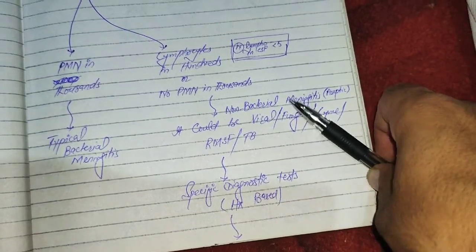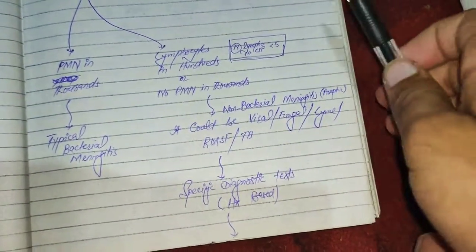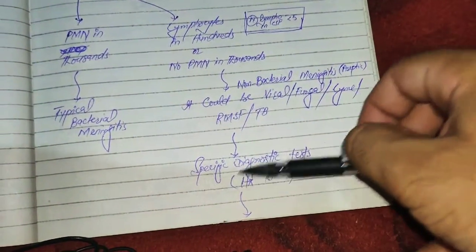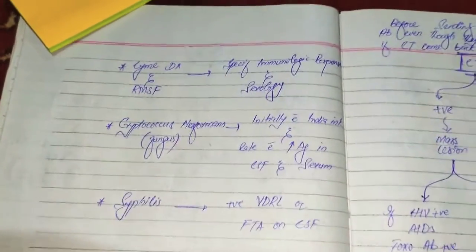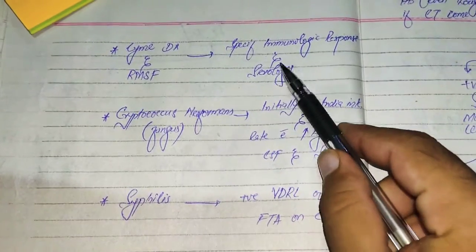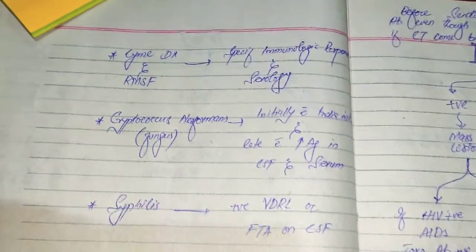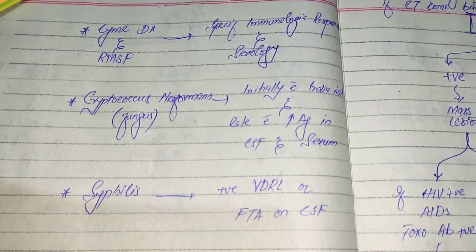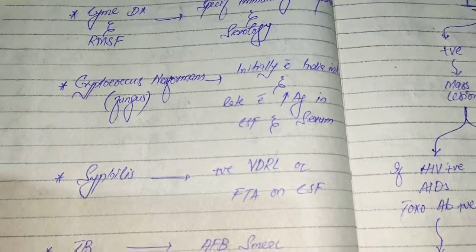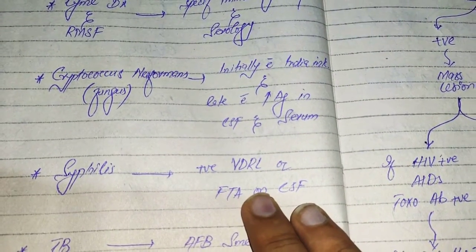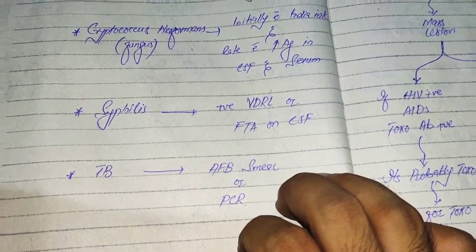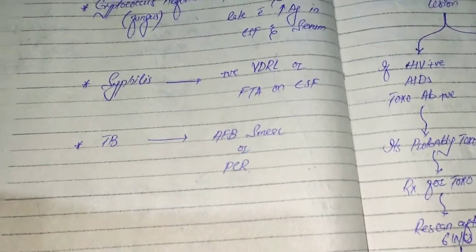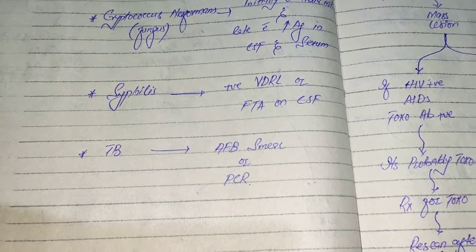So it is non-bacterial. Now for the non-bacterial, you will look at the history of the patient, and then you will order the specific diagnostic test for these diseases. For example, if the patient has a history of Lyme disease that we have talked about, the target-like rash, then you will do specific immunological response and serology in case of Lyme disease as well as Rocky Mountain spotted fever. If it is Cryptococcus neoformans, the fungus, then initially you can do the India ink, or you can also diagnose it with the help of increased antigen in the CSF and serum. If it is syphilis, then you will do the VDRL, and if it is tuberculosis, then you will send for AFB smear, or you can also find out with PCR.